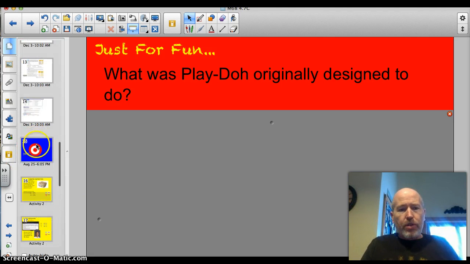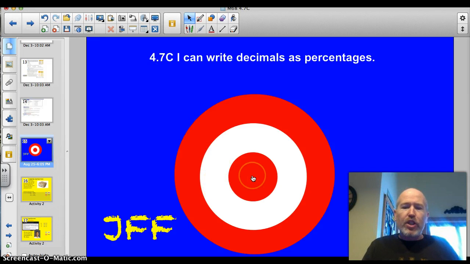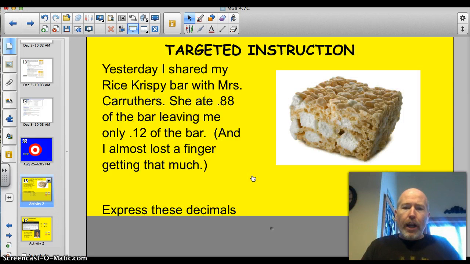Alright, let's get down to the target. Officially today it is 4.7c. I can write decimals as percentages. Let's do this thing. Alright.